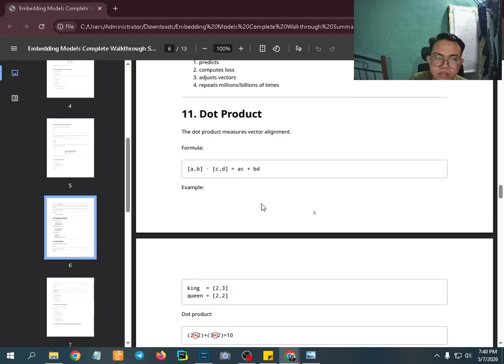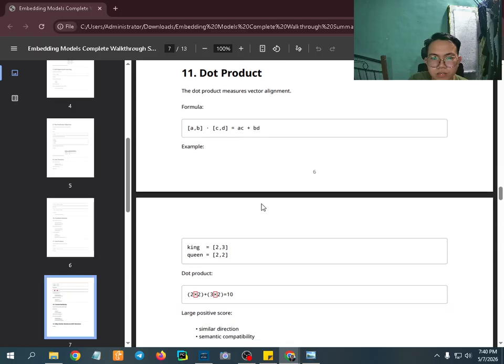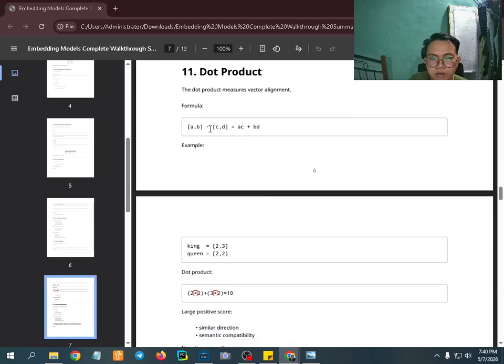So what is the dot product? The dot product measures vector alignment. The formula is, if we multiply the matrices like this one, it is the same as this formula.